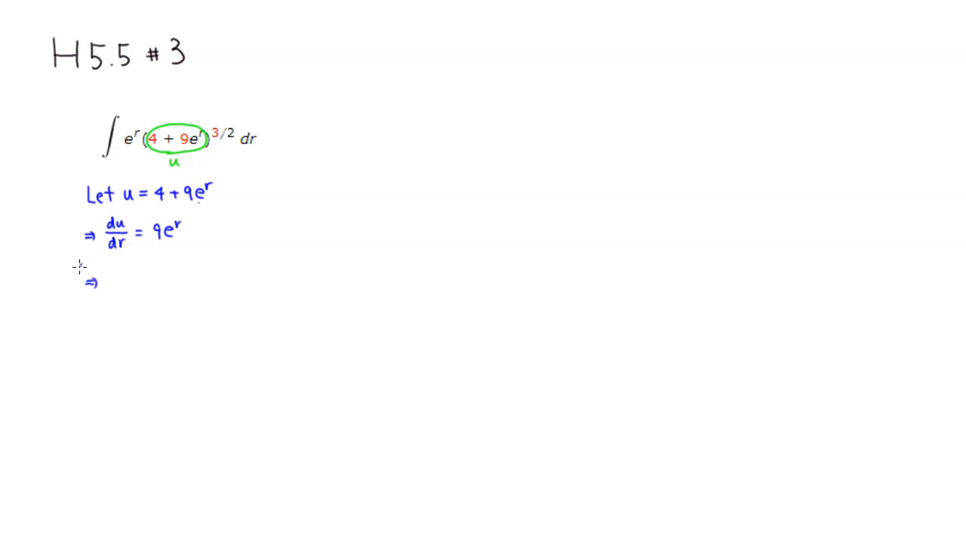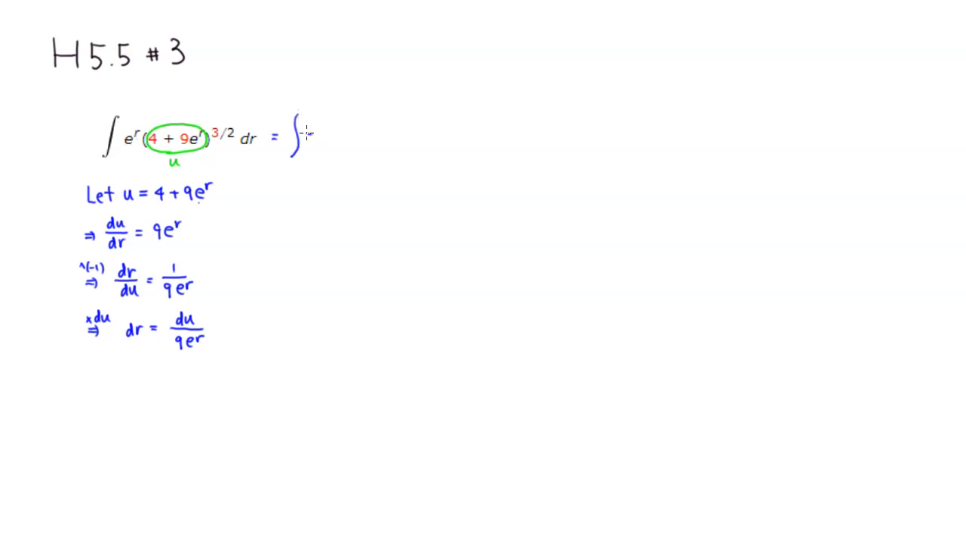And then take the reciprocal of both sides. So you have dr over du, which is 1 over 9 e to the r. Then we can multiply through by du to get dr is equal to du over 9 e to the r. So this is going to be equal to the integral.